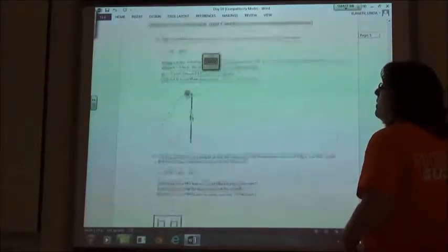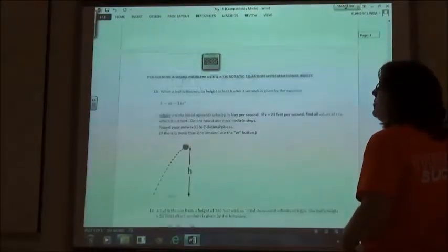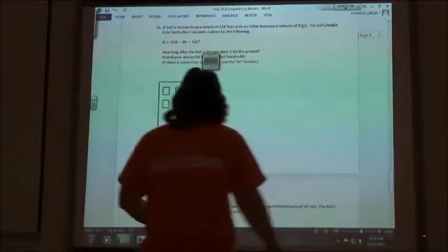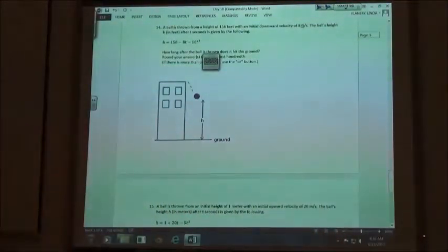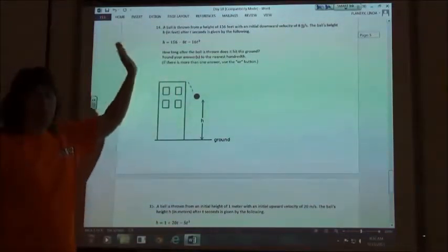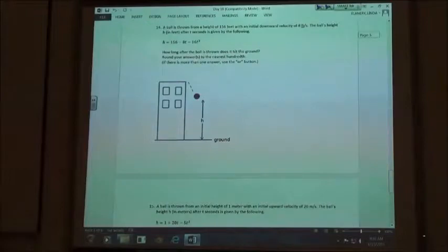So on number, let's see, that was 13, 14. Number 14, a ball was thrown from a height of 156 feet. So I might be standing on top of the building and I'm going to throw my ball down. It has an initial downward velocity of 8 feet per second. The ball's height in feet after t seconds is given by the following. How long after the ball was thrown does it hit the ground? Well, if it hits the ground, its height's going to be 0, right?